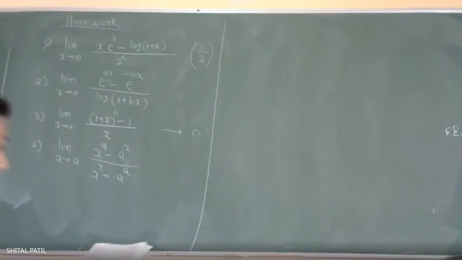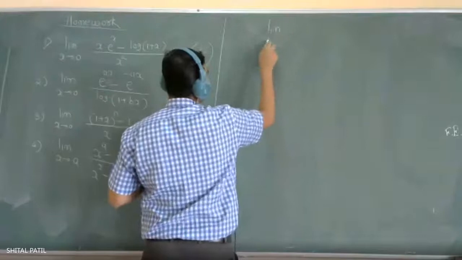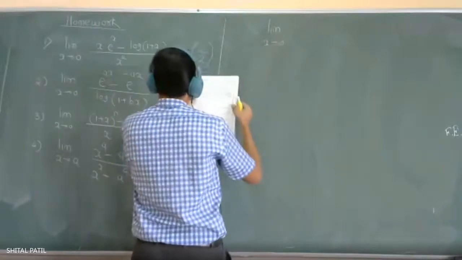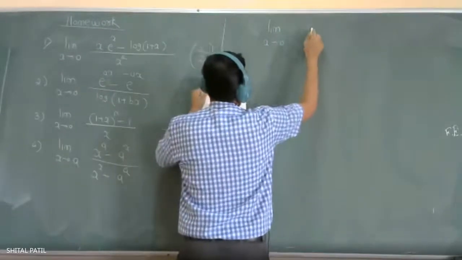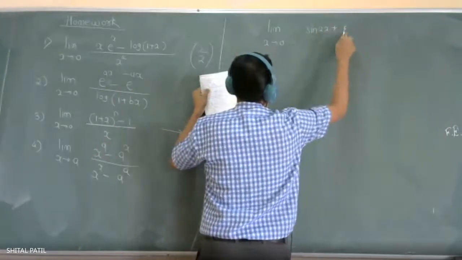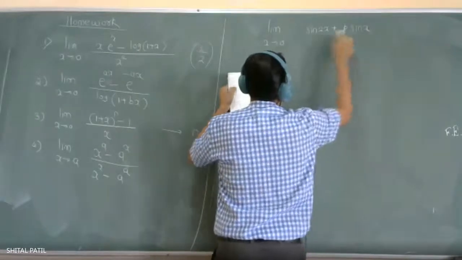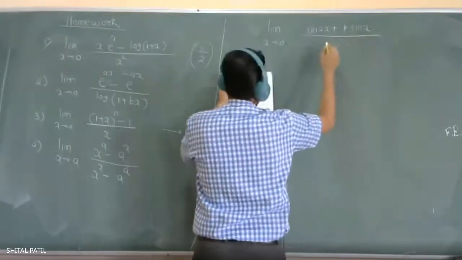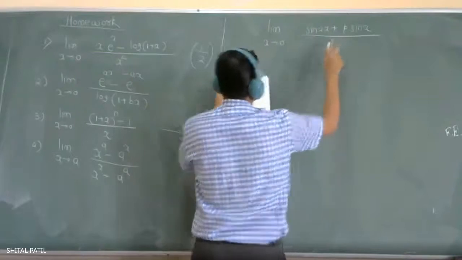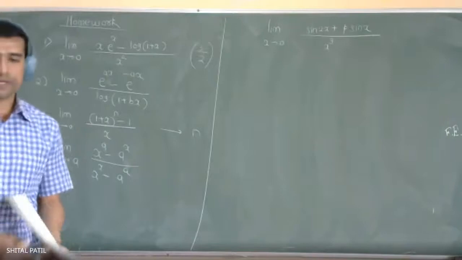Limit x tends to 0 of sin 2x plus p sin x divided by x cube. P is the parameter that we want to find. Sin 2x plus p sin x divided by x cube is fine. Just 1 minute.